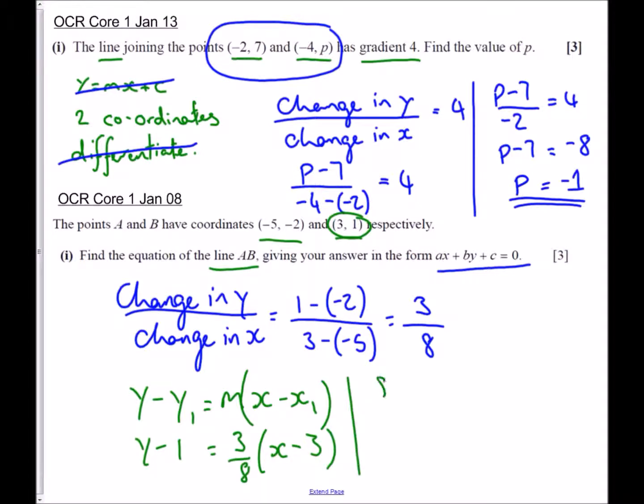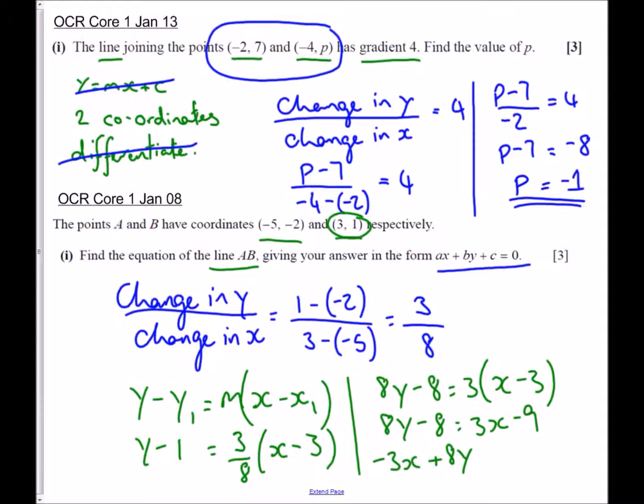So that gives me 8y minus 8 equals 3x minus 3. And now I just expand my brackets. That gives me 8y minus 8 equals 3x minus 9. And then I just bring everything to the same side. So I'm going to end up with minus 3x plus 8y. Now minus 8 plus 9 becomes plus 1 equals 0.